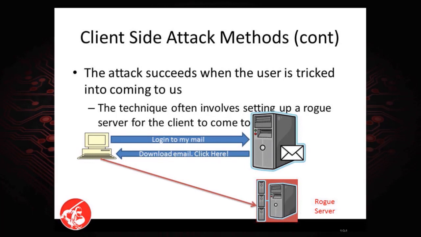So this is the method of how we have to do client-side attacks. We trick the user into coming to us. That's what the diagram's showing here. We set up a rogue server for the client to come to. What that normally means is we just start a web server up on our machine and send something to the user and say, click here. And when they click there, as you see in the diagram, they connect to our rogue server.